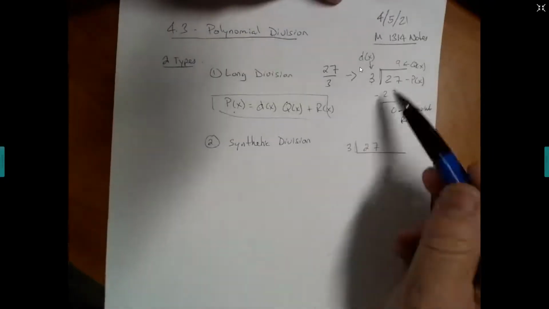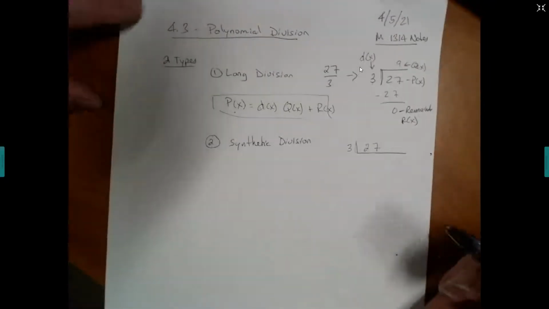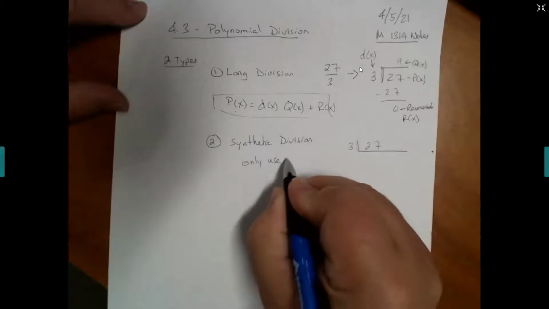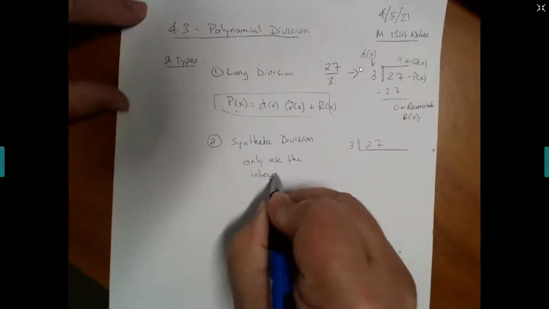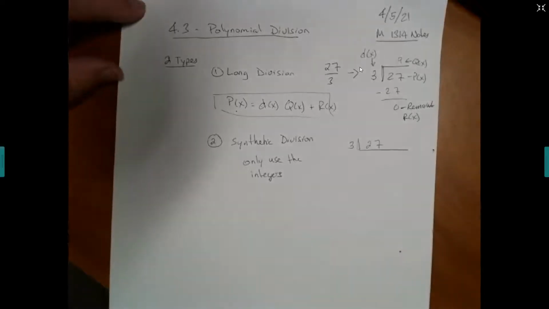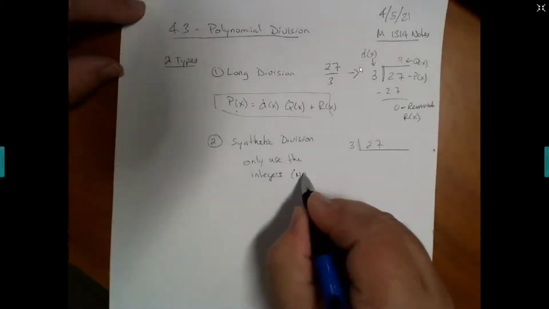You notice how the dividing is backwards on these things. They do this so you know which method is being used when you just look at it. In synthetic division, you only use the integers. There are no variables.